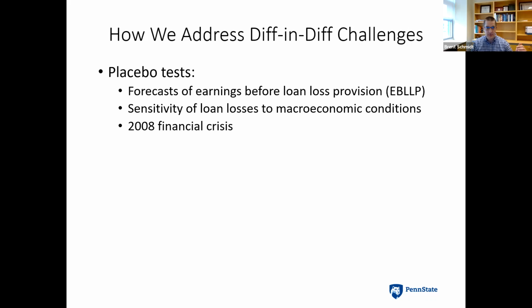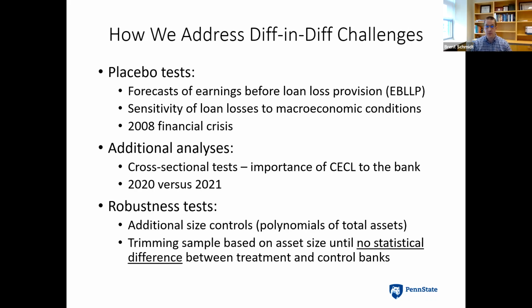But we have a laundry list of things that we do. So we spend a lot of time and space in the paper, and I'm certainly happy to talk more about any of these individual tests more specifically. But I think the broader point I would say is the earnings before loan loss provision falsification test is one test that we do and may have some shortcomings, but we try to do a whole host of things, again, to try to rule out this alternative explanation.